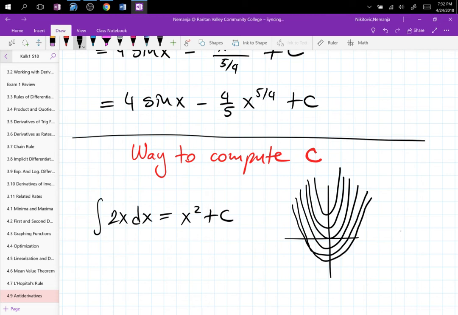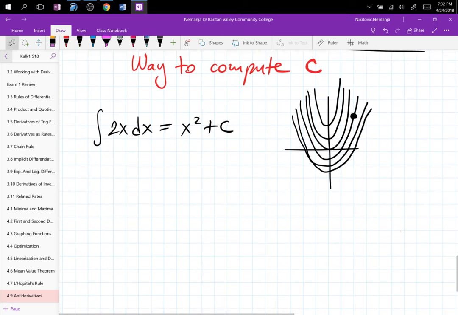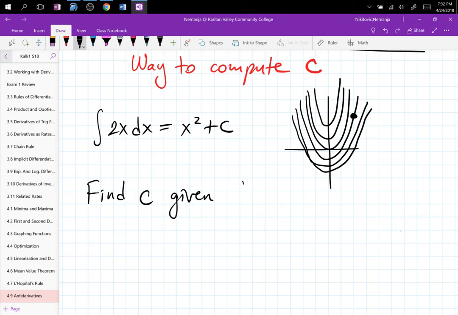Now, if I give you a point in space, only one parabola will go through that point. And that's how we compute plus c. So let me say, find c given f of x is, let's say, 2x cubed. And the point is, I don't know, (1, 6). It doesn't matter.